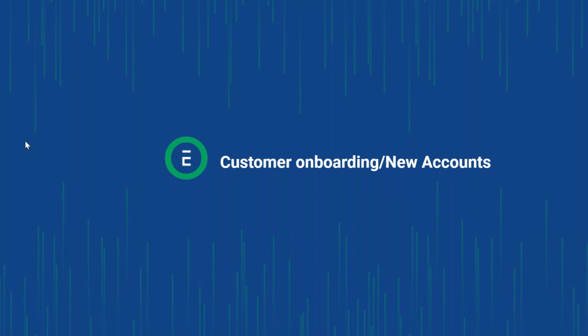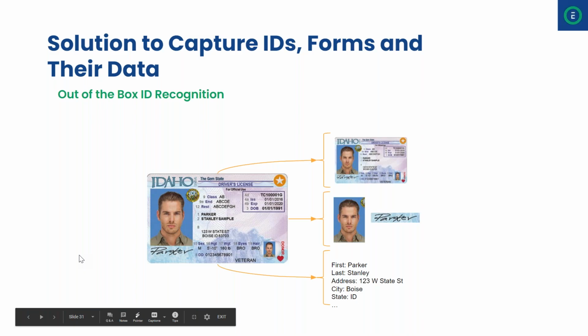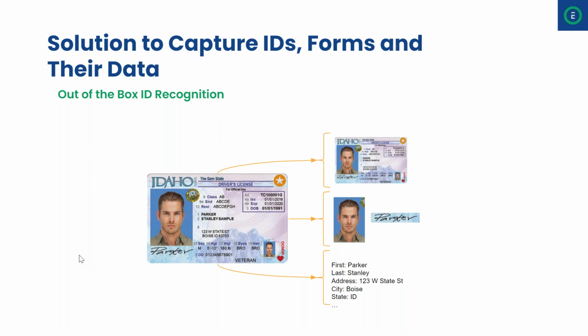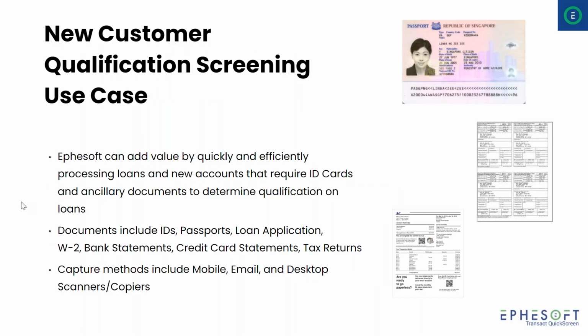So now let's talk about customer onboarding and new accounts. This is another one of our popular use cases, especially in financial services. So banks and financial services organizations deal with all different types of inbound forms, whether it's an application opening form, IDs, passports, country IDs in certain countries in the European Union. It's insane the type of information they get, and the data entry requirements for these are ridiculous, absolutely ridiculous.